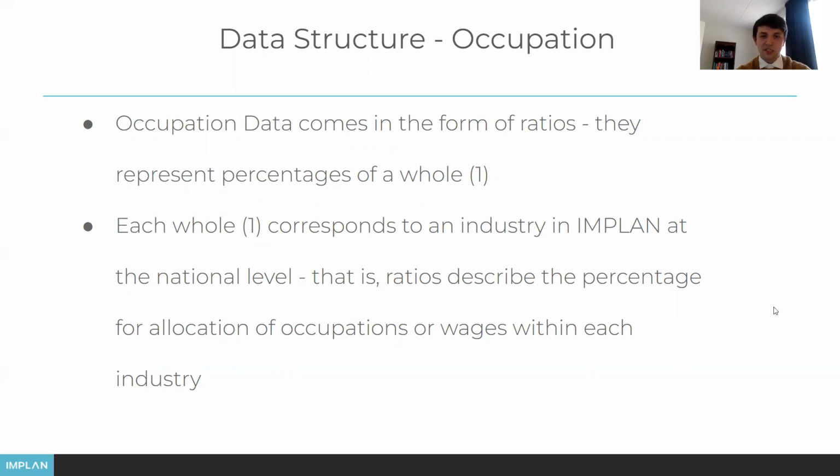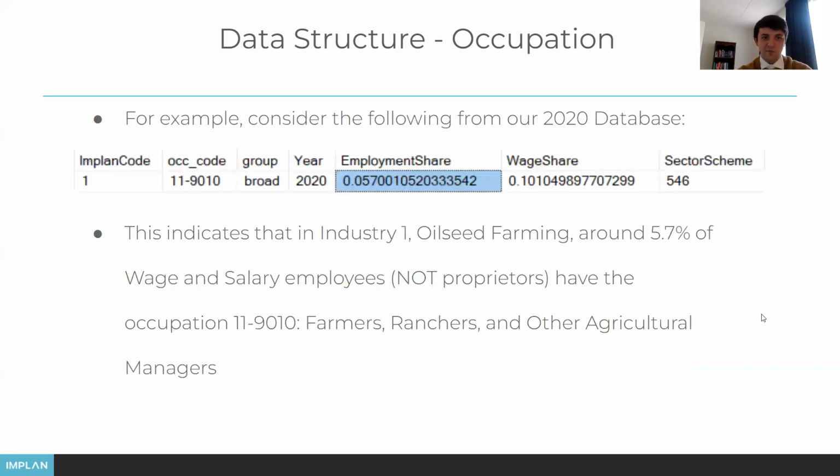To give an example, let's take a look at a row of data from the data team's 2020 database. Here, we can see an IMPLAN code, which just corresponds to an industry, an occupation code, group, year, sector scheme, and then most importantly, 2 shares. The employment share corresponds to wage and salary employees, and the wage share corresponds to a percent of wages.